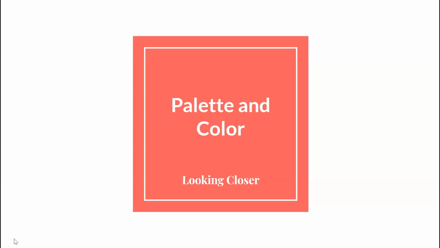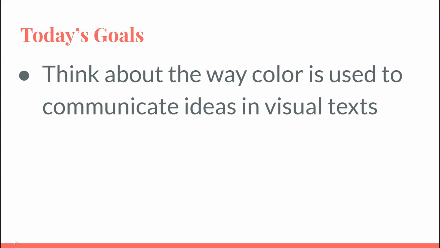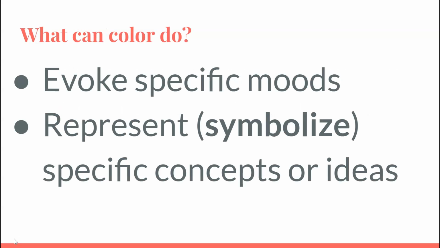So we have been and will continue looking closer at our elements of art or elements of visual communication. So today we're going to delve a little bit deeper. We're going to look closer at palette and color. So our goals for today are just to think about the way color is used to communicate ideas in visual texts. So what can color do?